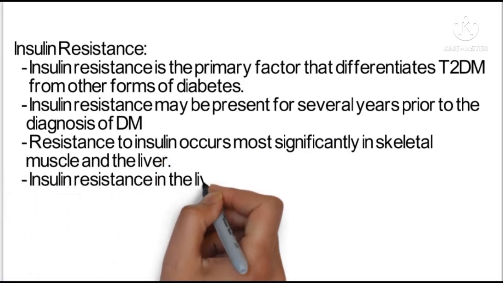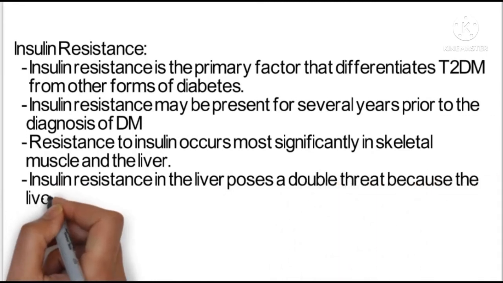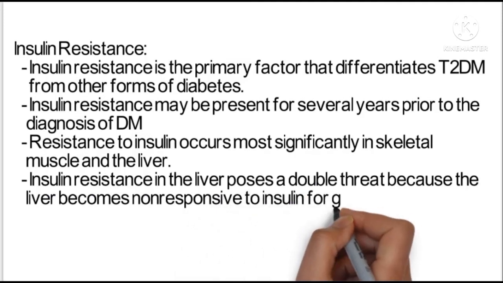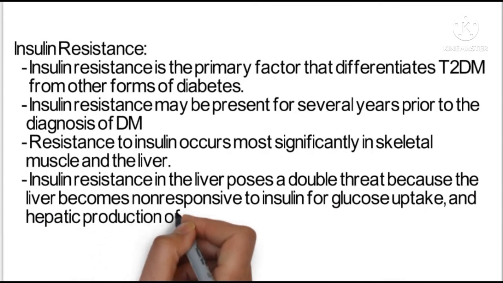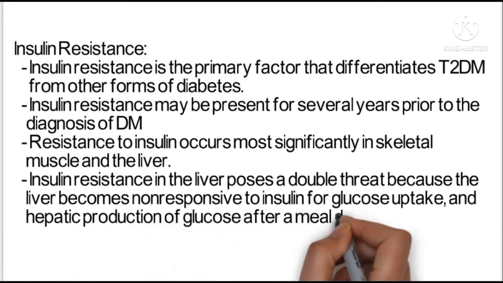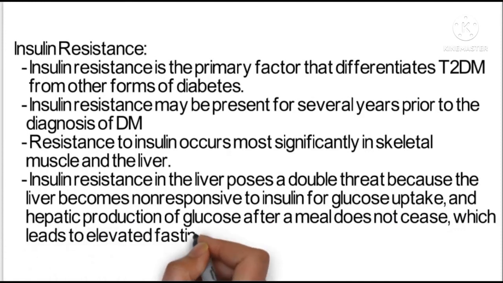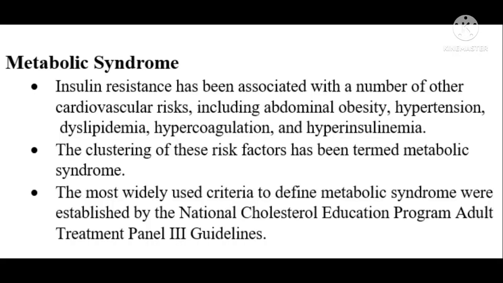Due to insulin resistance, the liver poses a double threat because it becomes non-responsive to insulin for glucose uptake. You can remember the first phase insulin response, and in that case, hepatic production of glucose after food will not cease, and this will lead to elevated fasting and post-meal blood glucose levels.